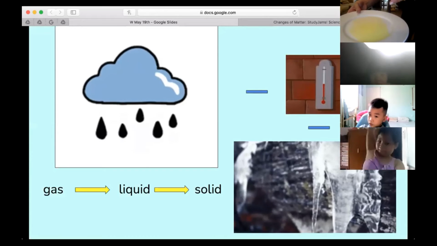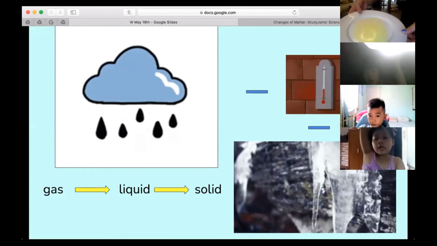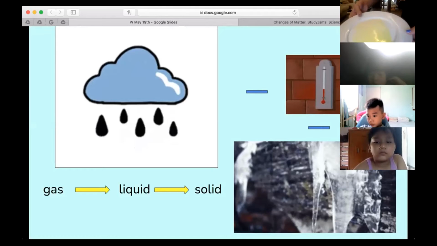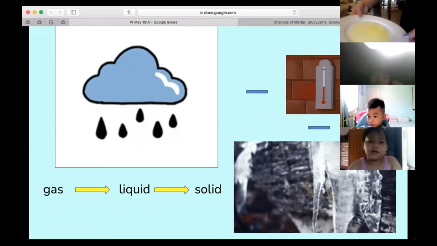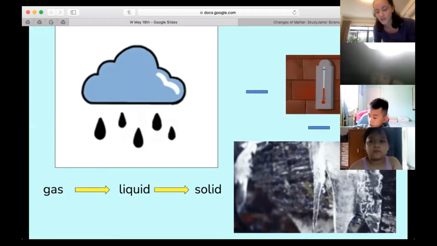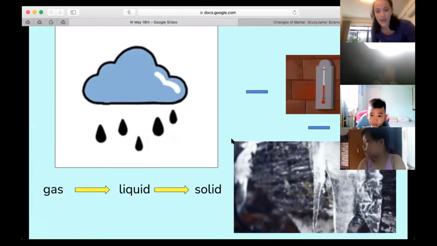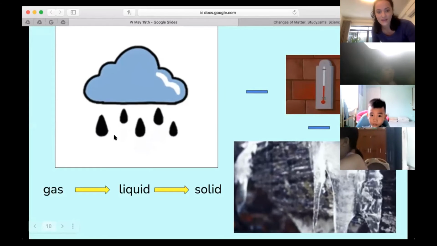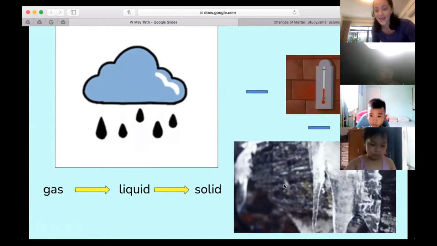Everybody. Solid. Everyone. Liquid. Liquid. See how it moves? Liquid. Okay, I'm gonna put this in the fridge and let's see if we can get it to go from a liquid, like this rain, to a solid, like this ice.